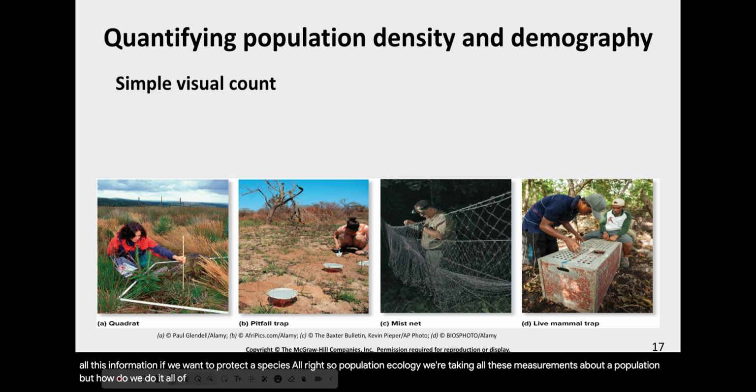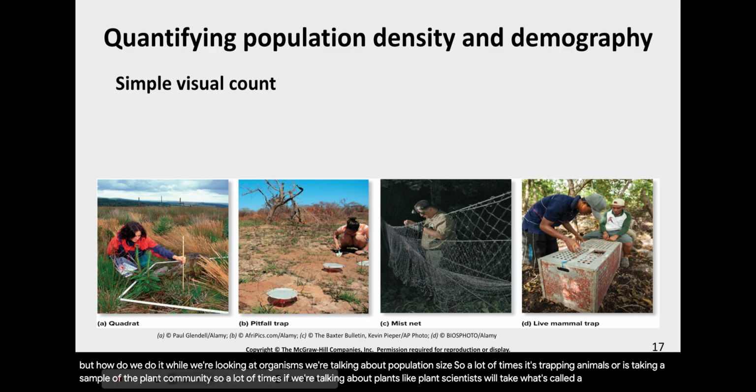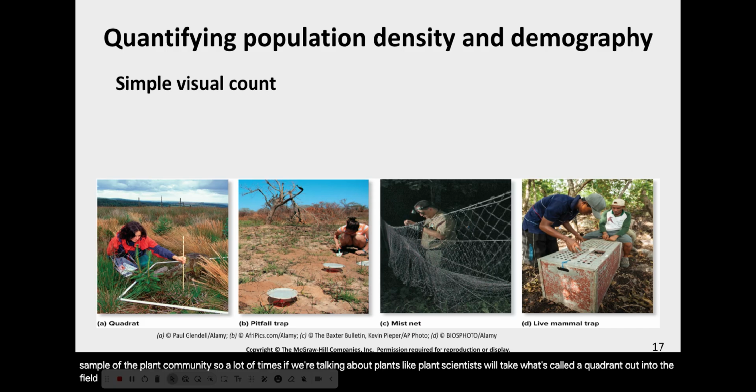Well, if we're looking at organisms and talking about population size, we often just have to take a manual count. A lot of times it's trapping animals, or it's taking a sample of the plant community. If we're talking about plants, plant scientists will take what's called a quadrat out into the field. It's typically a meter by meter box.